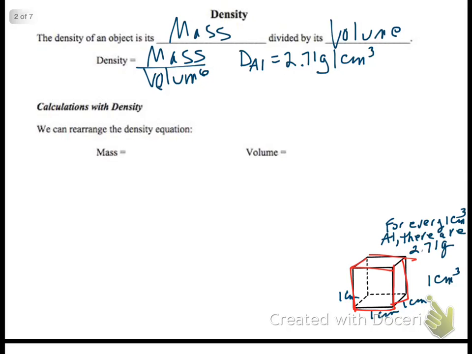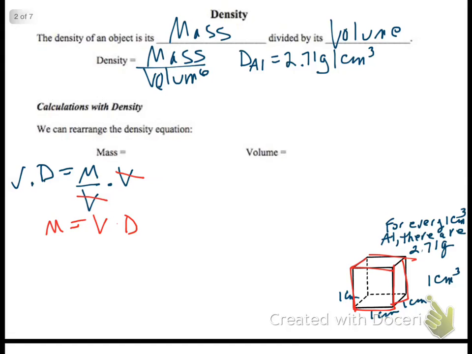So we use the formula density is mass over volume, but I can also solve that equation for mass, which I often have to do in problems, or to solve for volume. So let's see how we would do that. So if density is mass over volume, and I want to solve for mass, I need to isolate mass, and I can do that by multiplying both sides by volume. I cancel out the volumes on the right, and I end up with mass is volume times density.